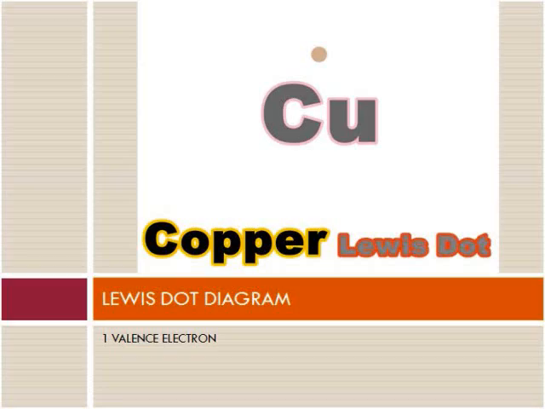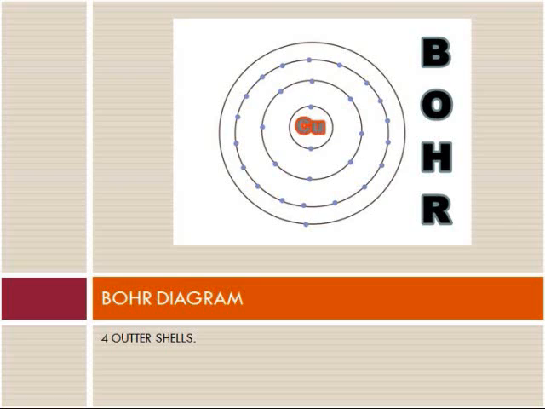Chapter 2 is about the Lewis dot diagram. This is copper's Lewis dot diagram. It has one valence electron. Chapter 3 is going to be about the Bohr diagram. This is the Bohr diagram for copper. It has 4 outer shells.